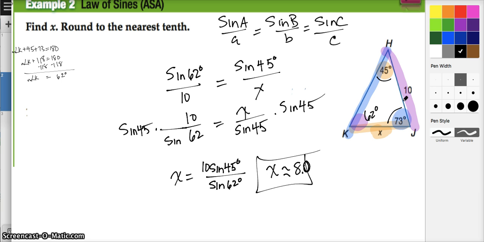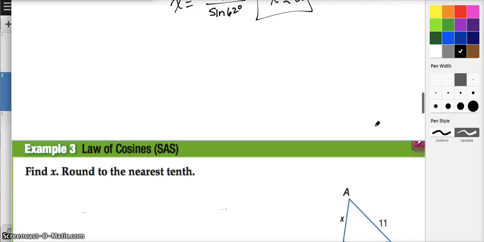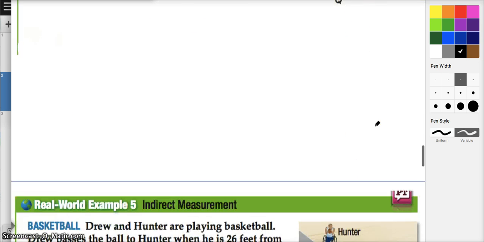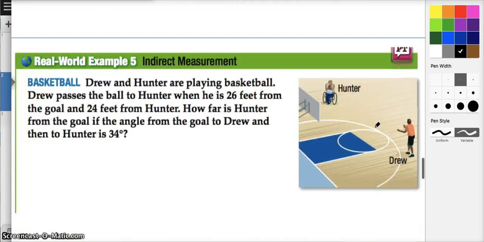Let's go ahead and do our little check. If this is 62 degrees and I have 10 across it, across from 45 should be about 8. 8 makes sense to be there. So I'm feeling good. With that, we have a few more examples, a lot more examples actually.